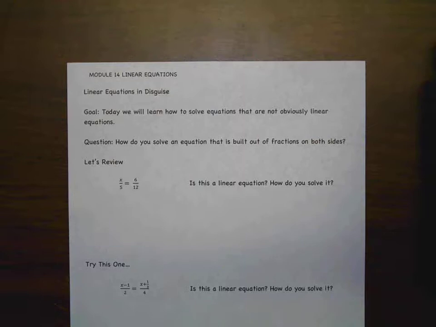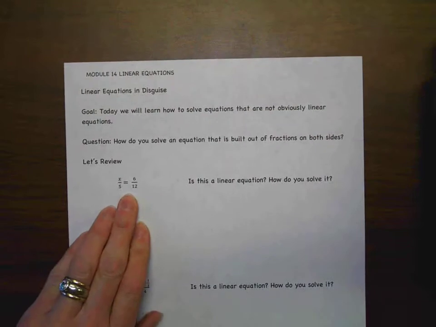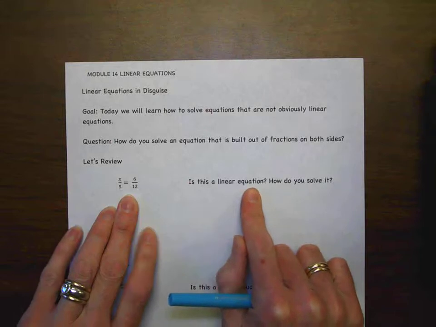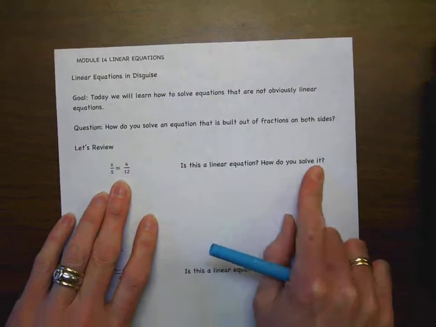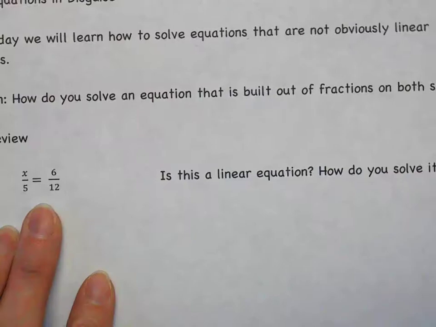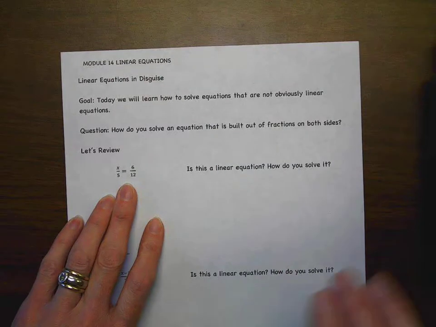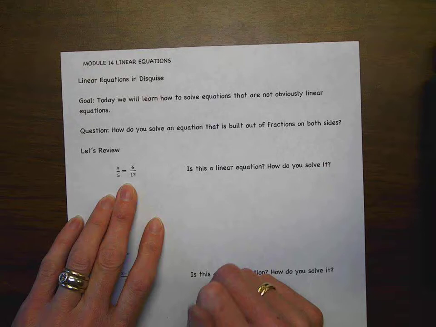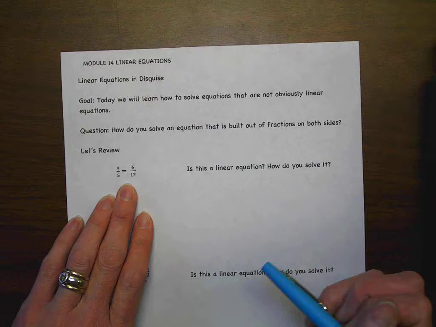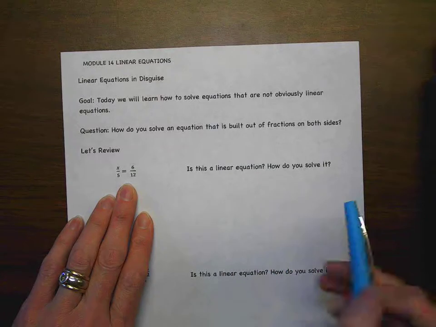It says, let's review. You have x fifths equals 6 twelfths. The first thing we need to ask ourselves when looking at this equation is, is this a linear equation? And if it is, then how do you solve it? One of the things we are always trying to find out is whether the equation is linear or nonlinear, because if it's linear, then x will have one answer, no answer, or infinitely many answers.